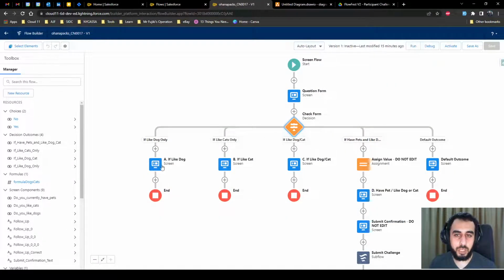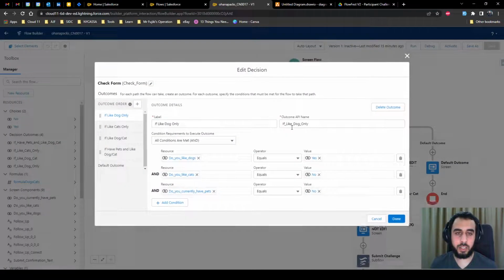And then we have a screen for each path. This is the path D here, the path that we need to get to in order to submit for the competition. But we don't have to do that now. We just need to reach it. We just need to reach this screen by picking certain answers from this screen. Let's look at the decision element in more detail now.